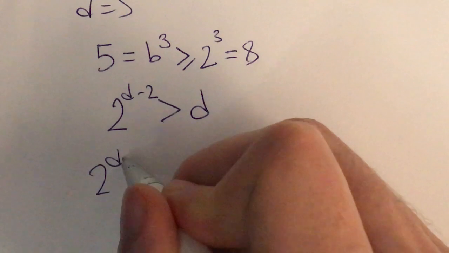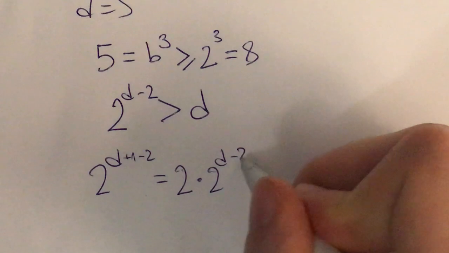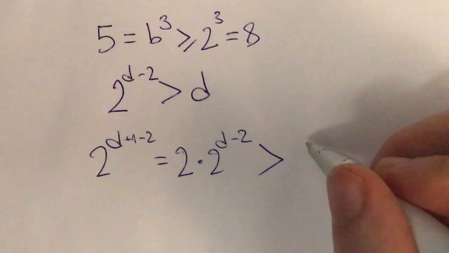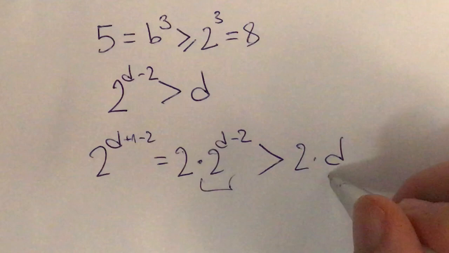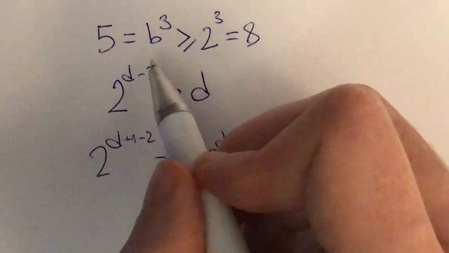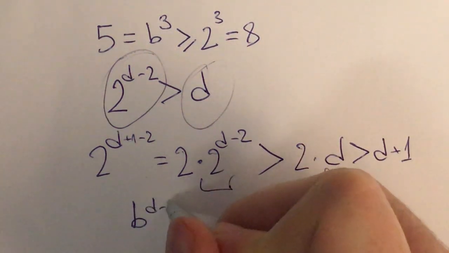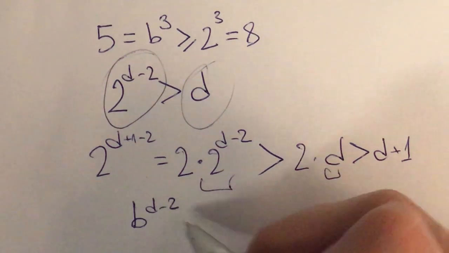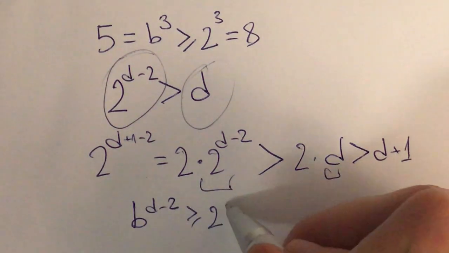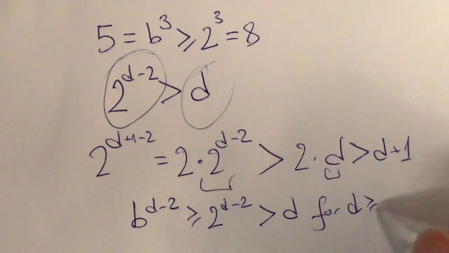Well, 2 to the power of (d plus 1) minus 2 is equal to 2 times 2 to the power of d minus 2. And this is, by the inductive hypothesis, greater than 2 times d. And then this is greater than d plus 1 because d is greater than 1. It's at least 5, which means that 2 to the power of d minus 2 is greater than d for all d greater than or equal to 5. Now this means that b to the power of d minus 2, and b is at least 2 if it has a solution, is greater than or equal to 2 to the power of d minus 2, which is greater than d for d greater than or equal to 5.